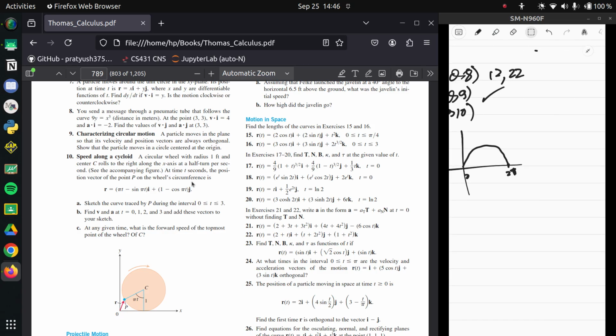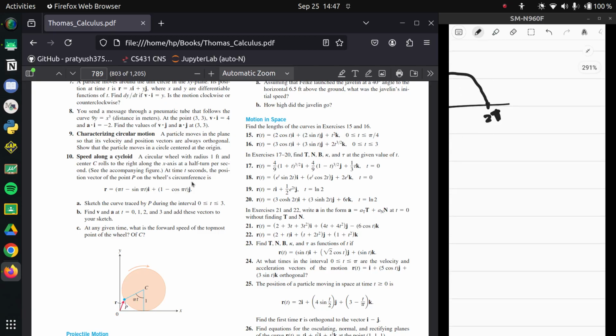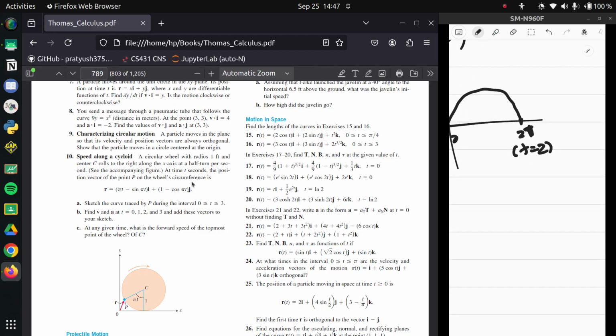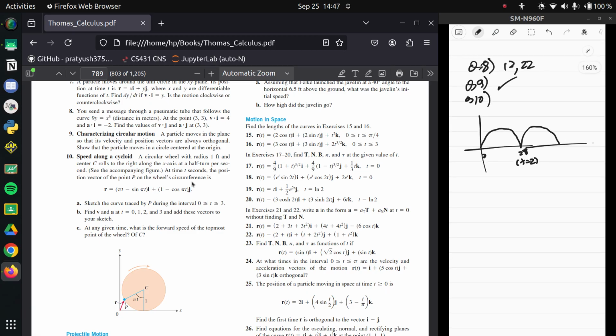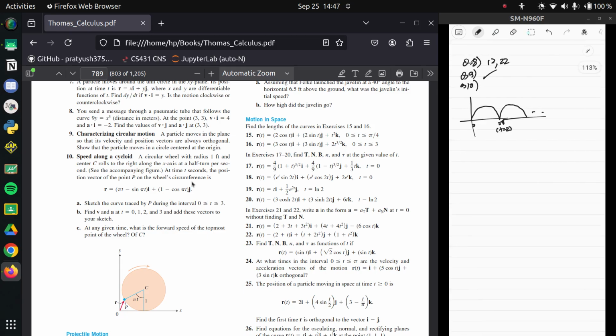So this is x equal to 2 pi at t equal to 2. If this was 2 pi, angular frequency, t equal to 1. Just keep moving, so it's a cycloid, the usual stuff. Next.